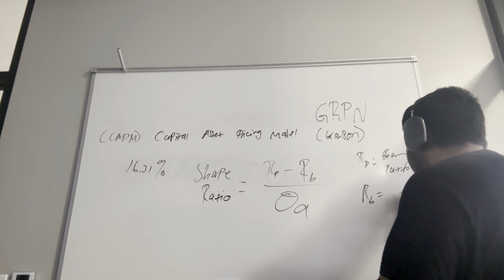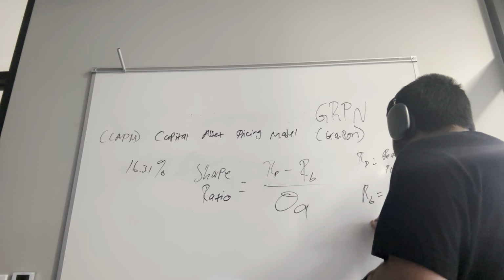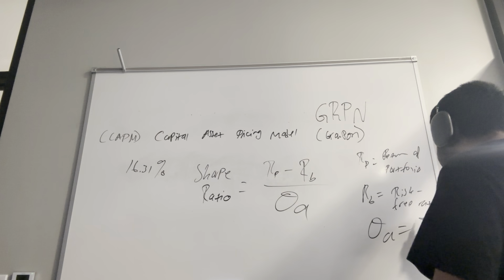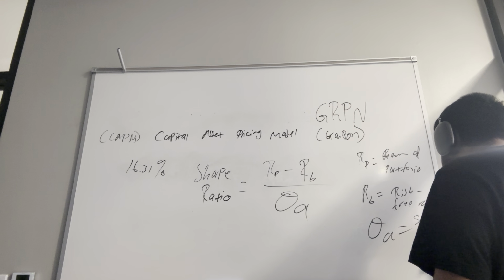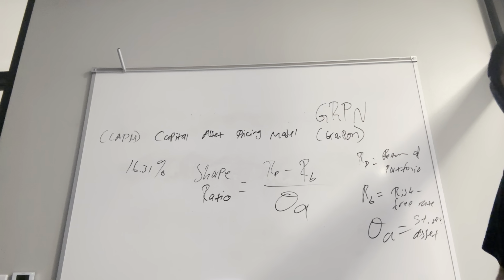RB is the risk-free rate. And then standard deviation of asset equals the standard deviation of the asset. Can you see that? Yes, you can see that. Okay.